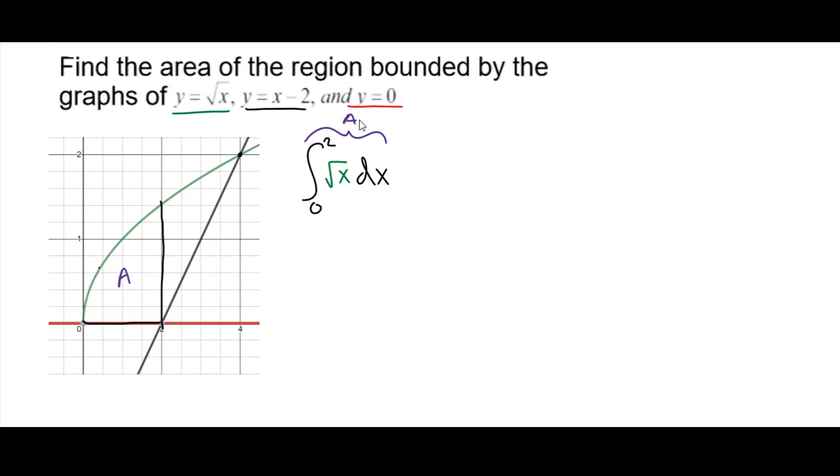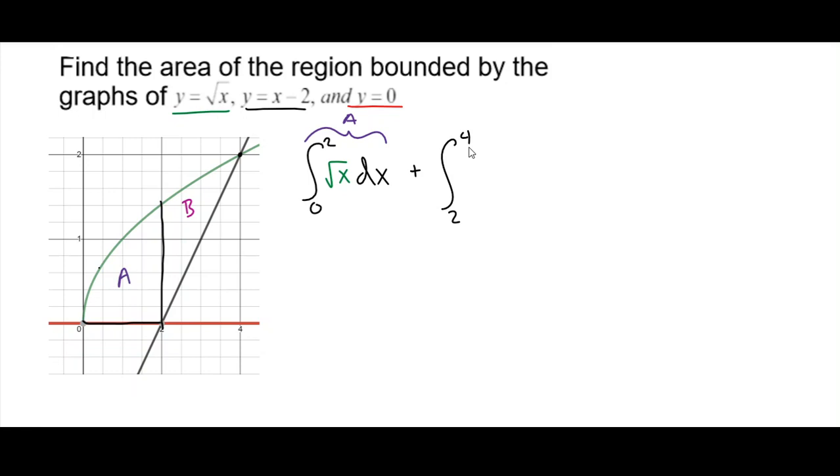And then region B over here would be a little bit different. I would then continue my integral, adding it to this one, which would be from 2 to wherever this is, and it looks like it's crossing at 4 based off of this graph. Of course, if you don't have that graph, you do this algebraically or use your calculator to help you figure that out.